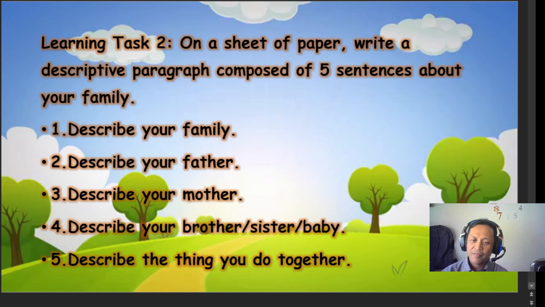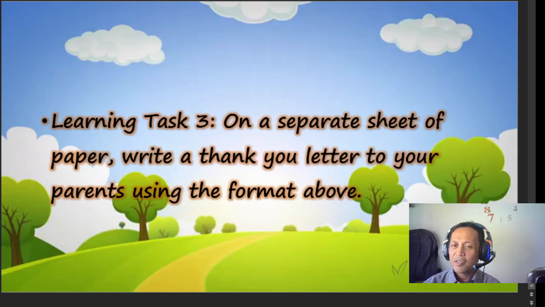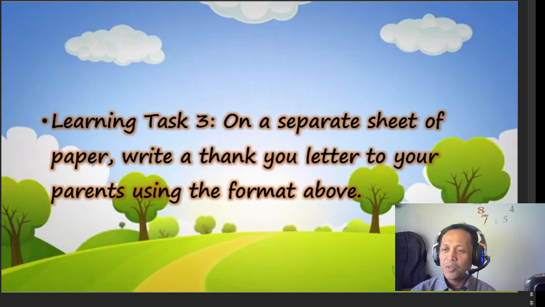Next would be learning task number 3. What we're going to do is, on a separate sheet of paper, write a thank you letter to your parents using the format above. After the descriptive paragraph about your family, you are now tasked to write a letter to your parents using the format that was given earlier.